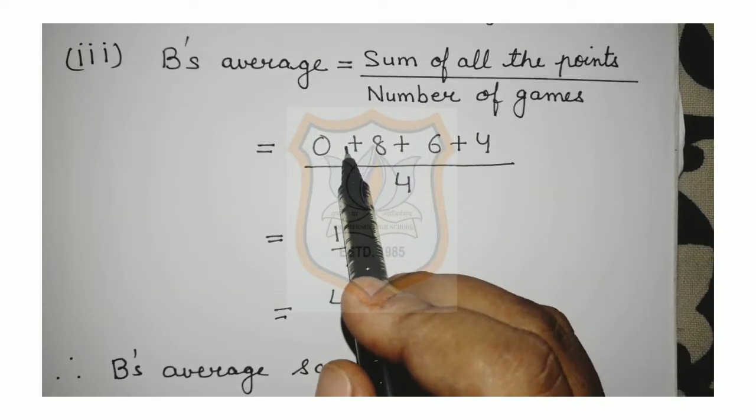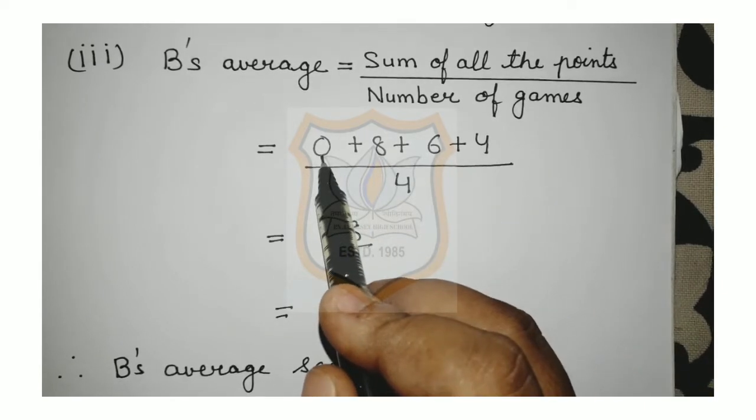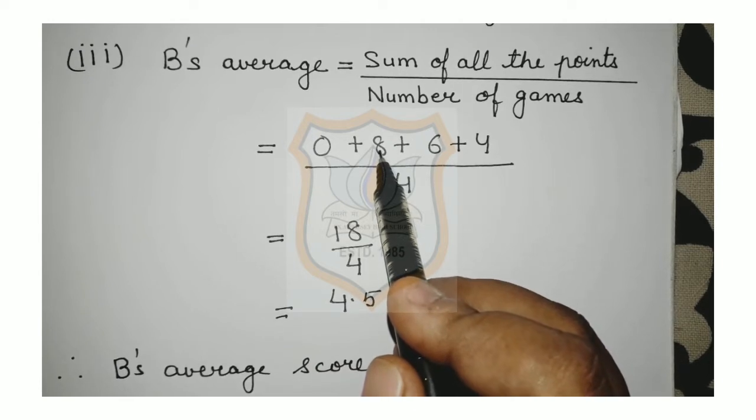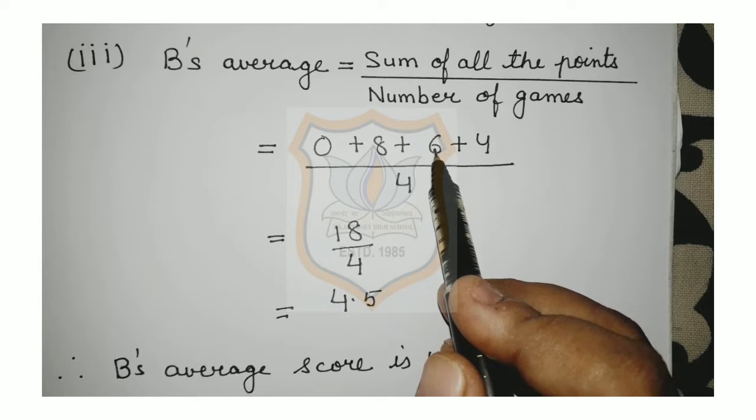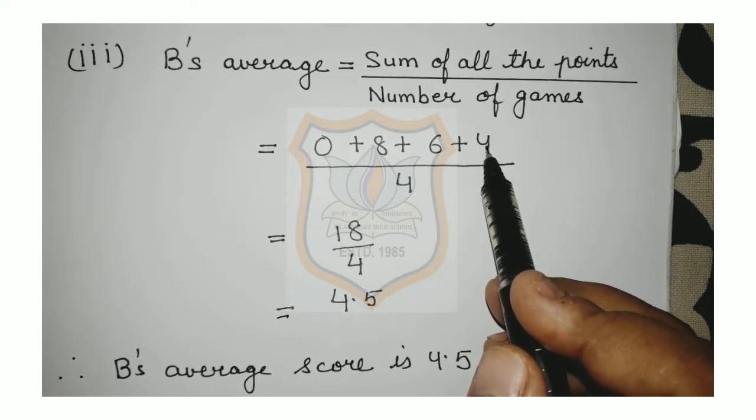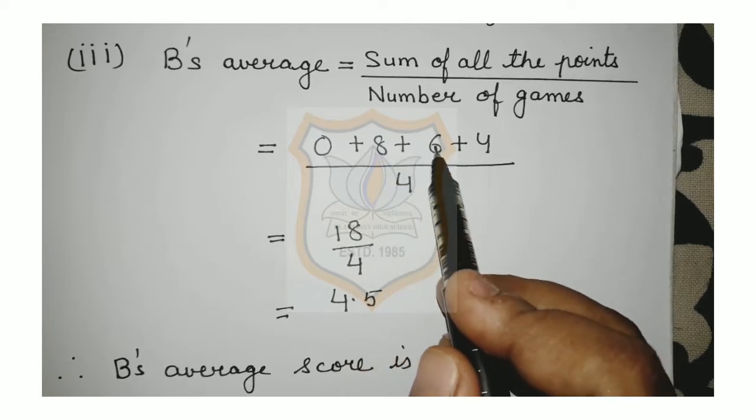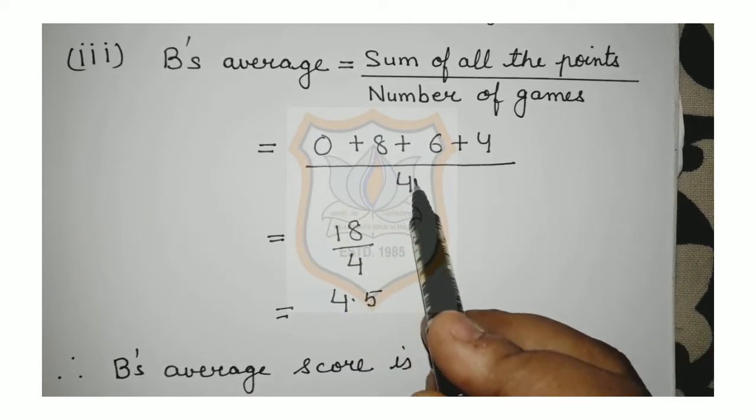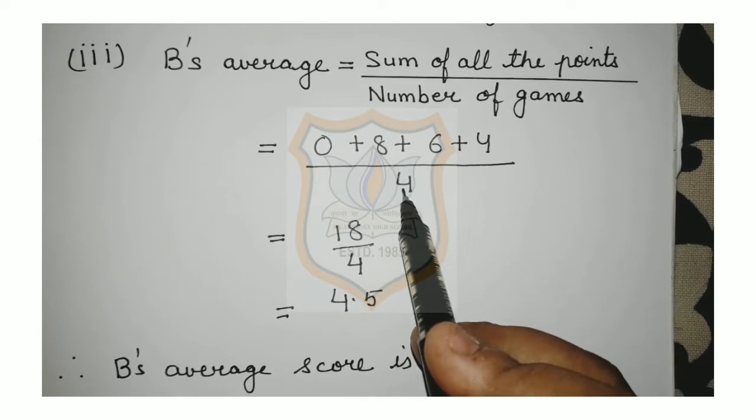Sum of all the points is 0 plus 8 plus 6 plus 4. That is, in first game B scored 0 points, in second game B scored 8 points, in third game B scored 6 points and in fourth game B scored 4 points. So 0 plus 8 plus 6 plus 4 upon 4, because total number of games were 4. So we will divide it by 4.